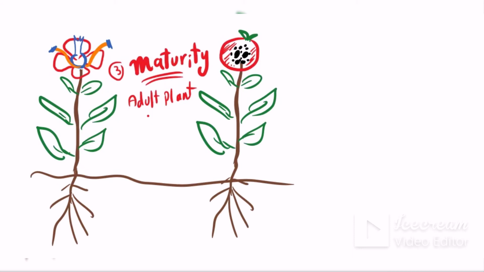Now the plant has a flower, and the flower produces seed, and the seed is surrounded by fruit. That is called maturity. This stage of the plant life cycle is called maturity. Okay, let's complete this life cycle.